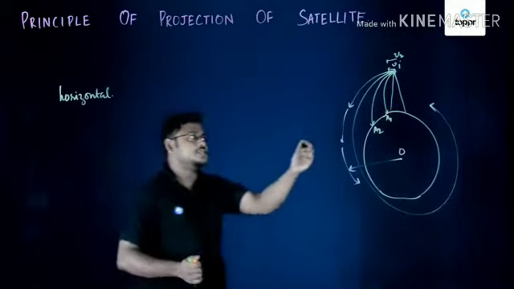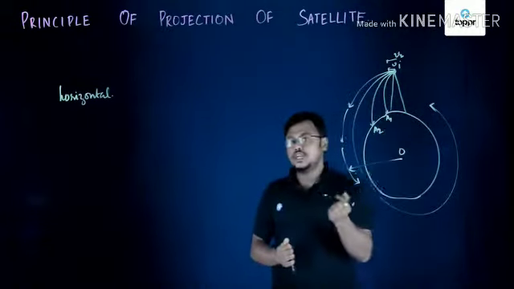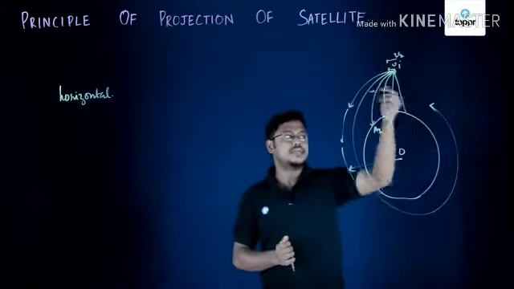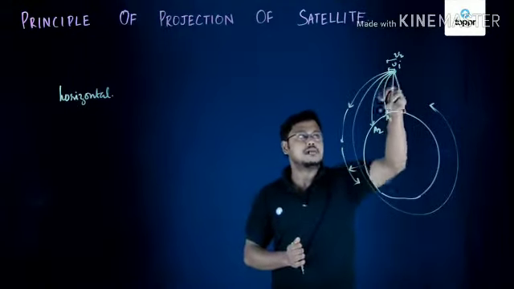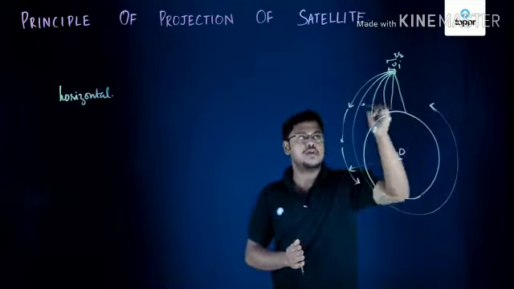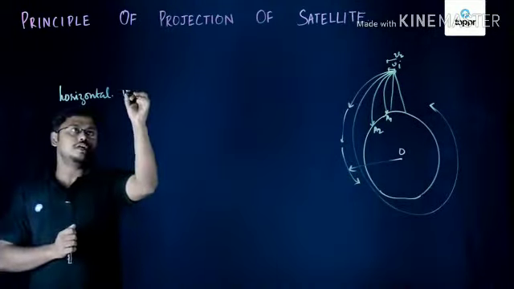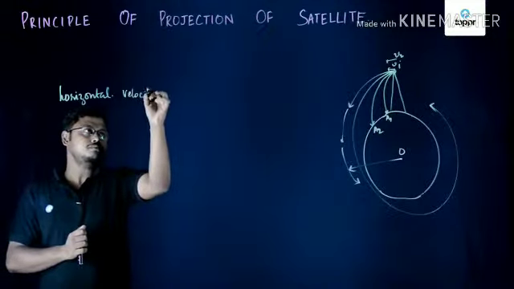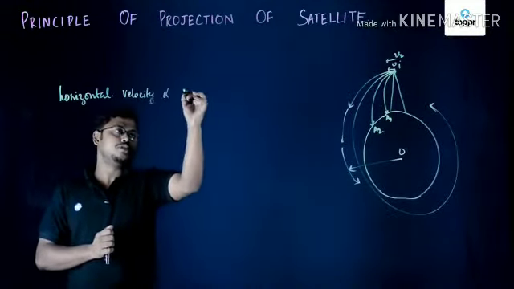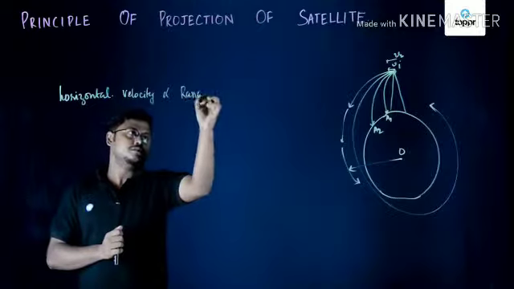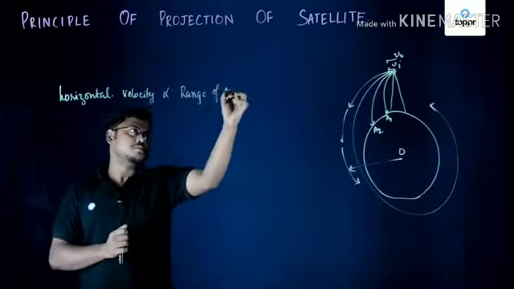So initially you are just projecting the satellite. If your velocity is not sufficient to make it revolve about the Earth, it will come and just fall over here. So we call it the range of projection. So horizontal velocity is directly proportional to range of projection.